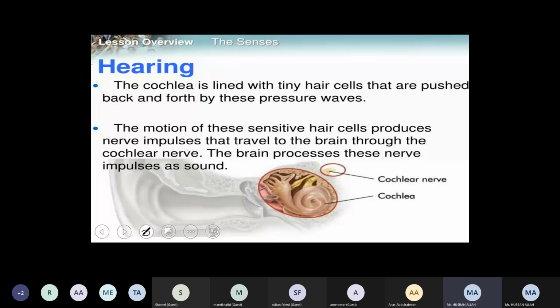So when these sensations are produced, the motion of these sensitive hairs produces nerve impulses that travel to the brain through the cochlear nerves. The cochlear nerves arise from the inner part of the ear. The brain processes these nerve impulses and produces the sound sensation.